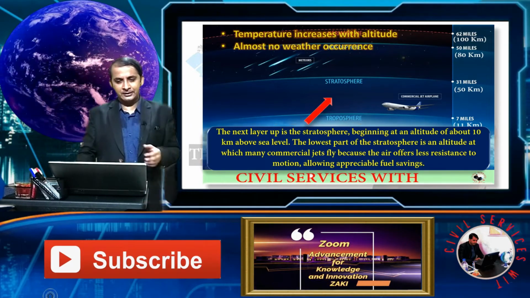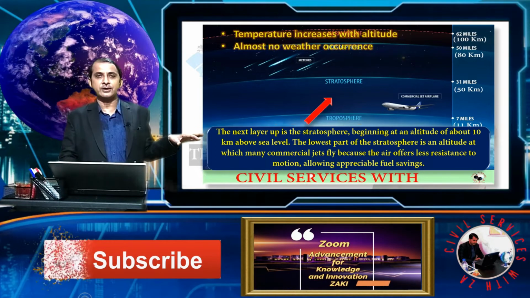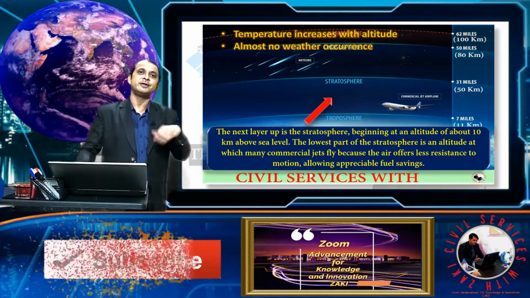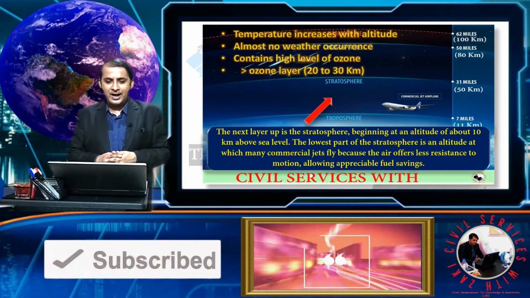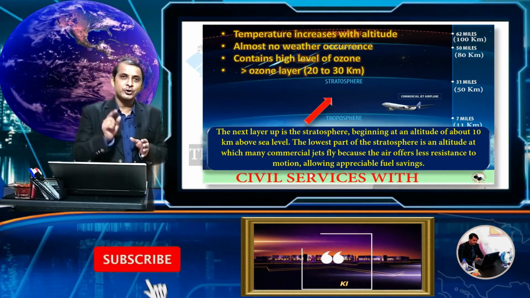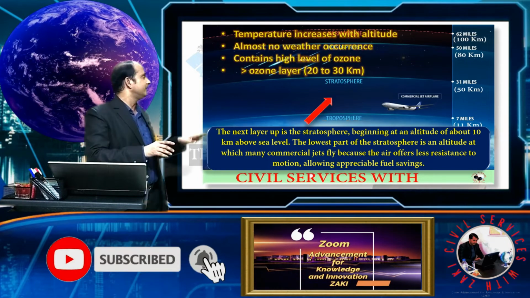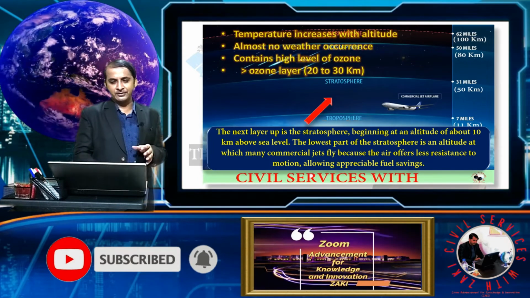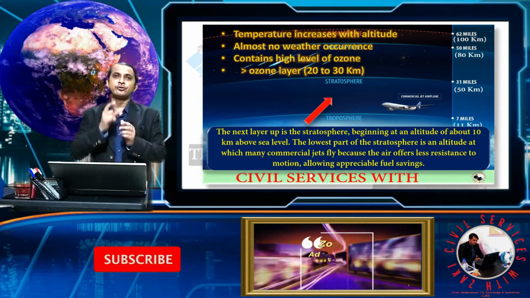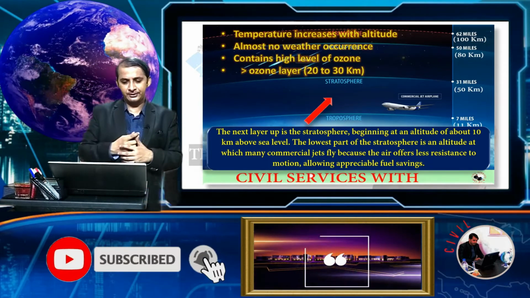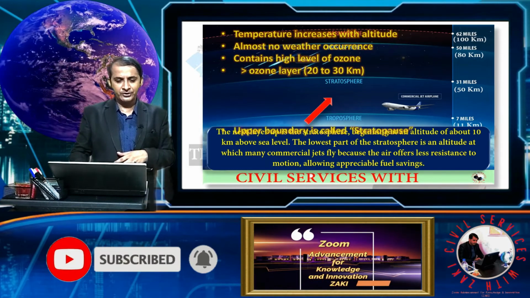So almost no weather occurrence. Most of the weather occurrence is in the troposphere. And the third one is high level of ozone. So the ozone layer is present within this layer, this layer means the stratosphere layer. The ozone layer is 20 to 30 kilometers above the earth.